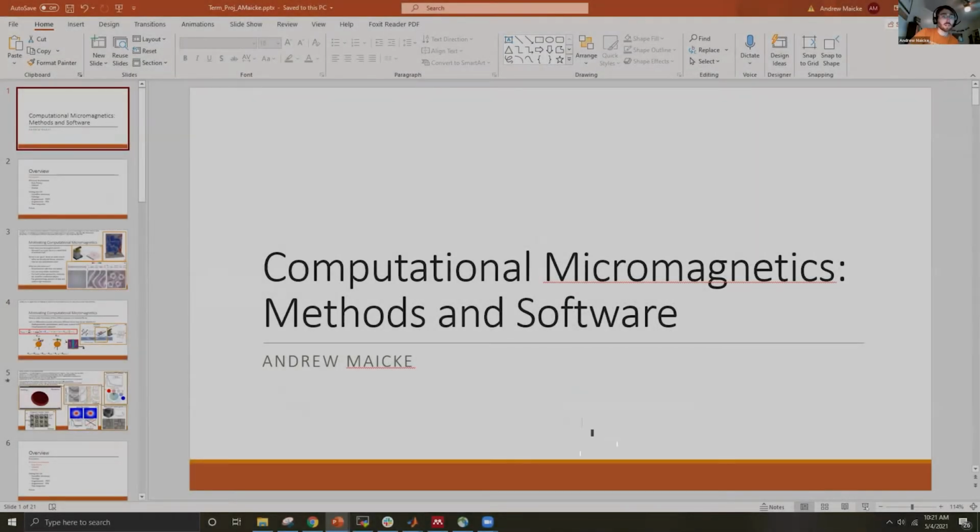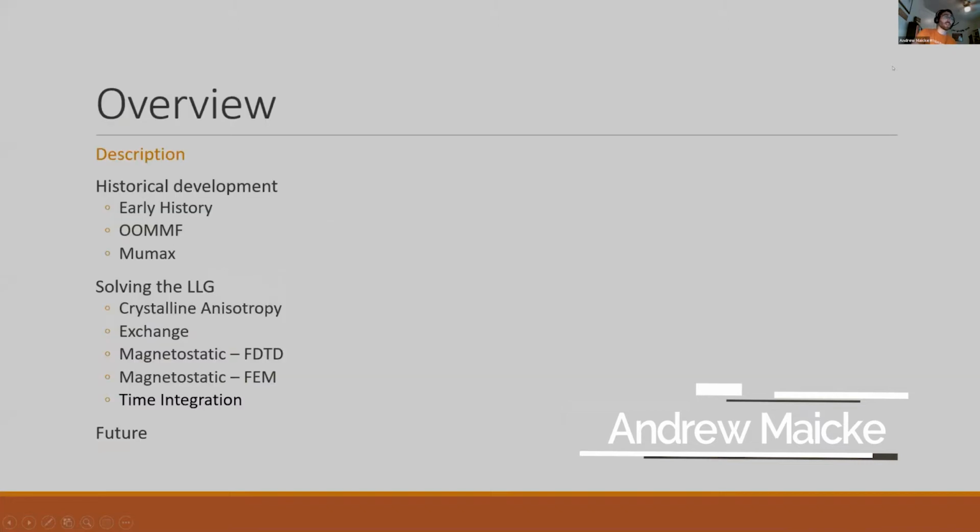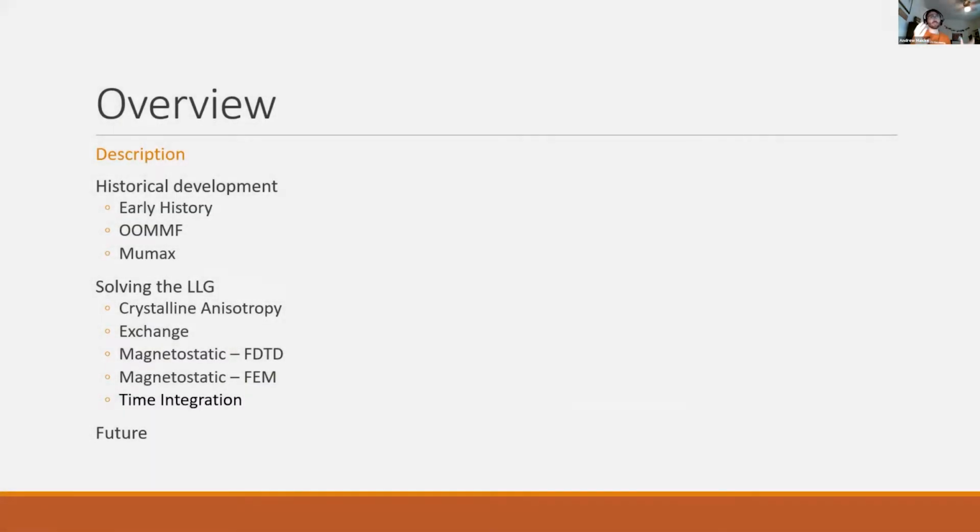I will be talking about computational micromagnetics, methods, and software. First, I'll go over a brief description of what computational micromagnetics is and why we are interested in it, before talking a little bit about its historical development, before going into what a computational micromagnetics code is actually doing, and then finishing up with some points about the future of the field.